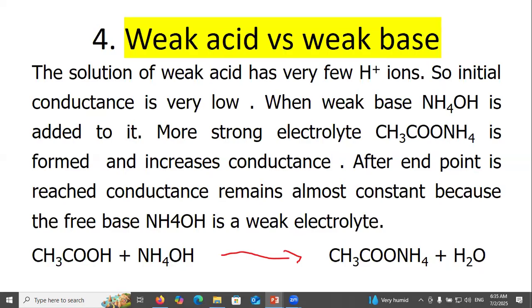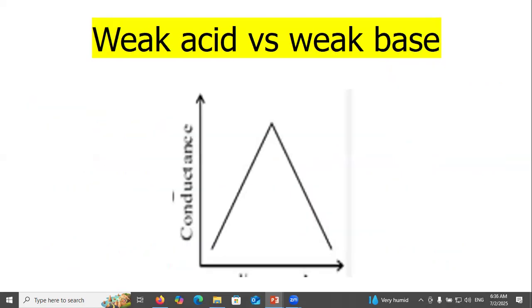Weak acid versus weak base. The solution of weak acid has very few H+ ions, so the initial conductance is very low. When the weak base, ammonium hydroxide, is added to it, more strong electrolyte is formed. So ammonium ethanoate is formed and conductance increases. After the end point is reached, conductance remains almost constant because the free base, ammonium hydroxide, is a weak electrolyte.